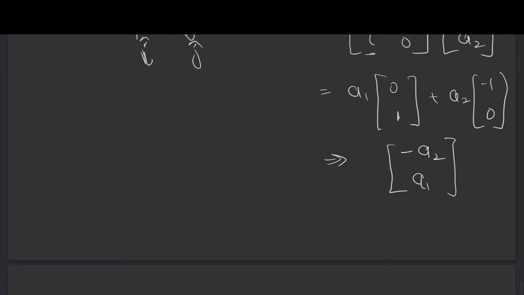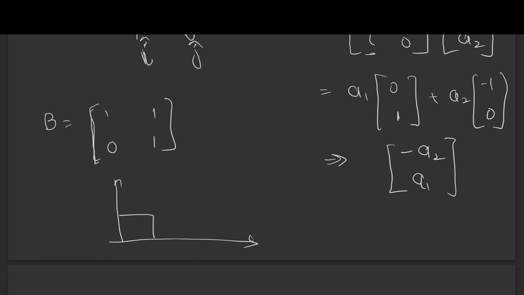There are some other examples of transformation matrices. For example, we have a matrix, say B, 1 1 0 1. This matrix is actually applying a shear transformation on the vectors. If we have a space with I cap here and J cap here, after applying this B transformation, we will get something like this.